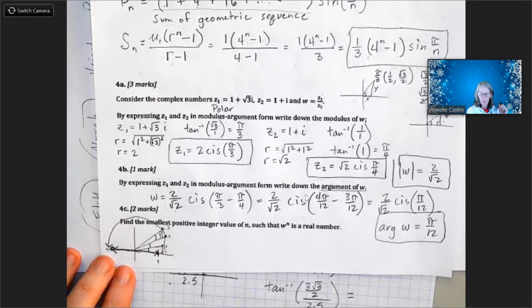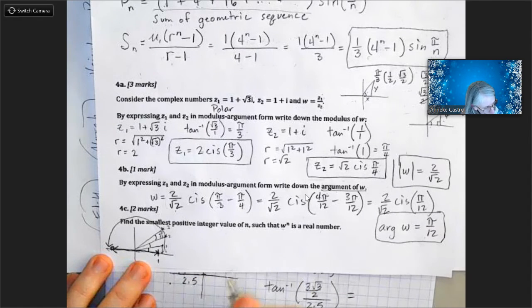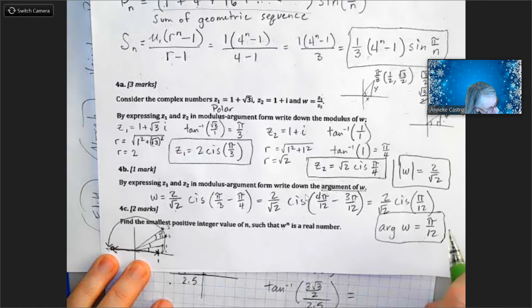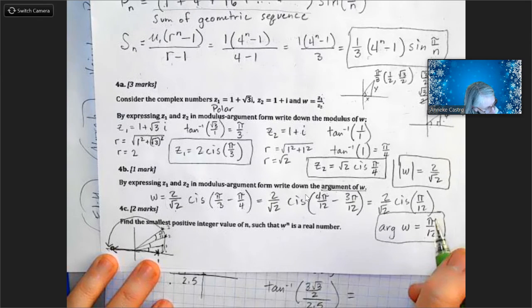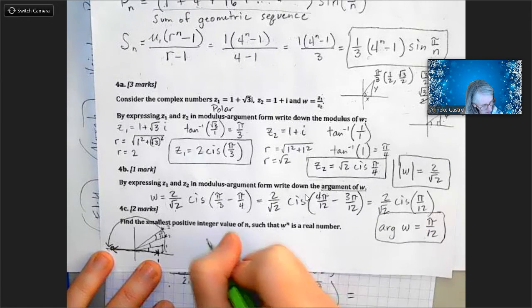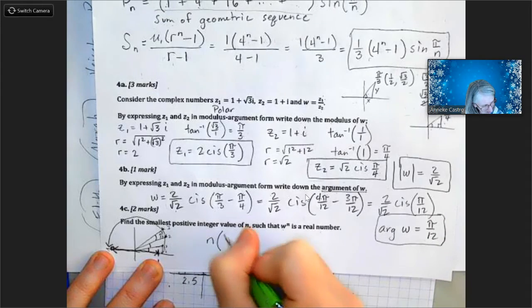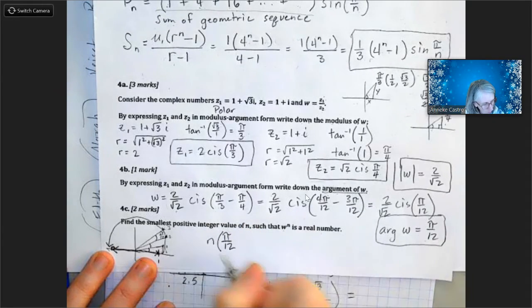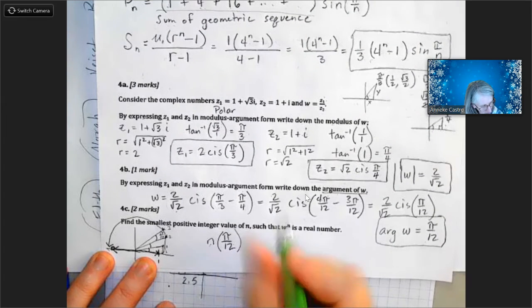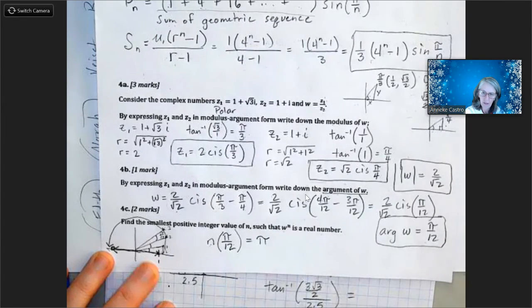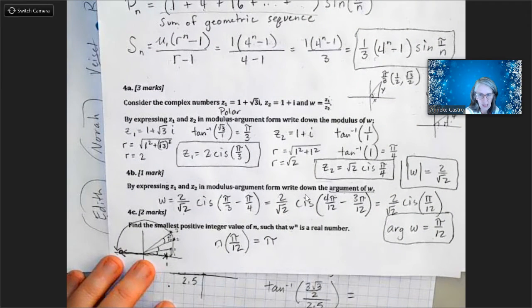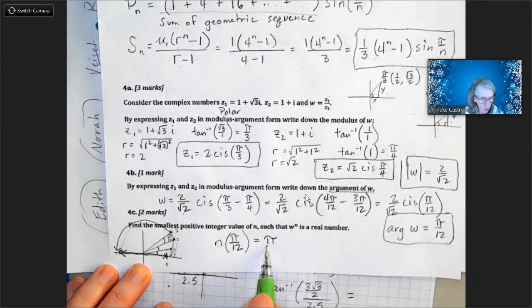Okay, to make it a little more mathy and to actually show some work here, it's going to be a real number when my argument is equal to pi. I want the exponent times my rotation. When I rotate it enough times that I'm at pi, then I will have a real number, okay? Because if I have a rotation of pi, I'm starting here, I end up there. And so I'll be real again.